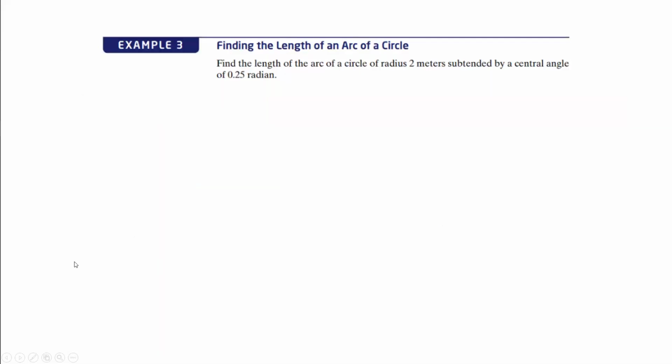Okay, so now we want to apply this here, and we're going to find the length of the arc of a circle of radius 2, and the central angle that the arc creates is 1/4 of a radian, or 0.25 radian. Okay, so arc length equals R theta. So we just have to identify these parts. It has a radius of 2, so R equals 2, and then the central angle of that arc is equal to 0.25 radians.